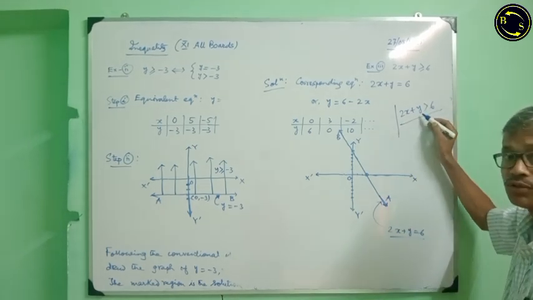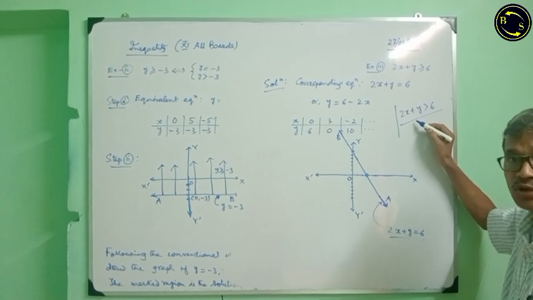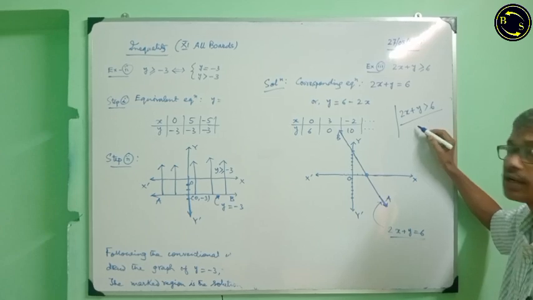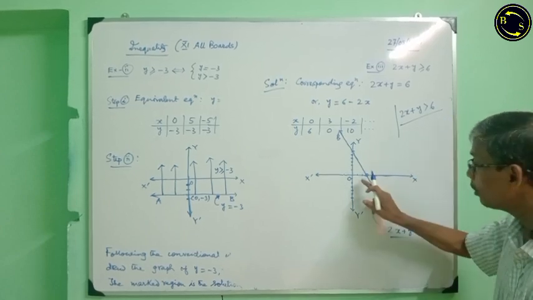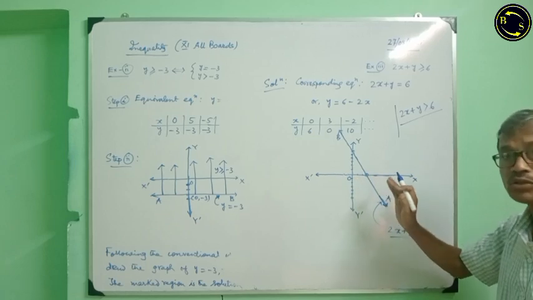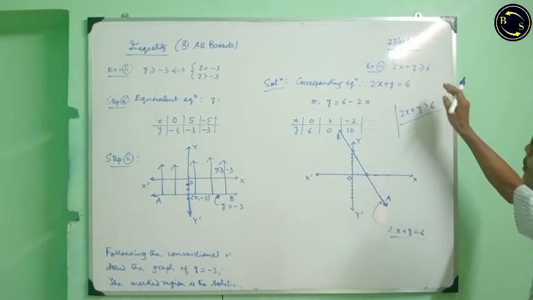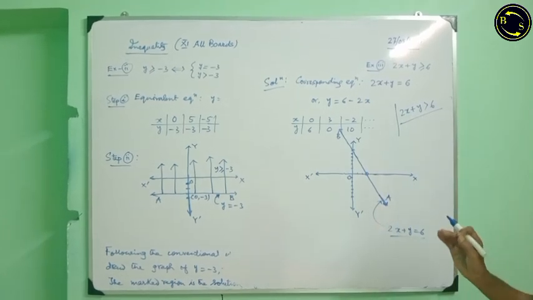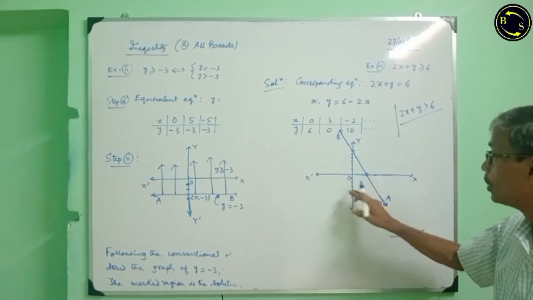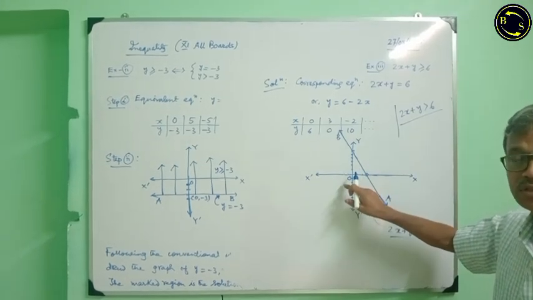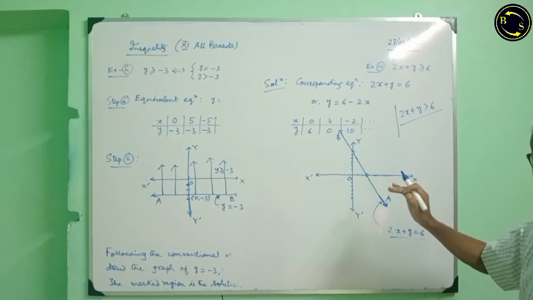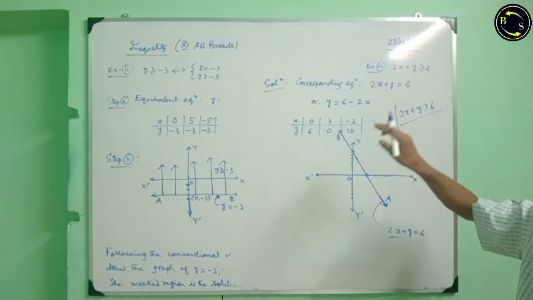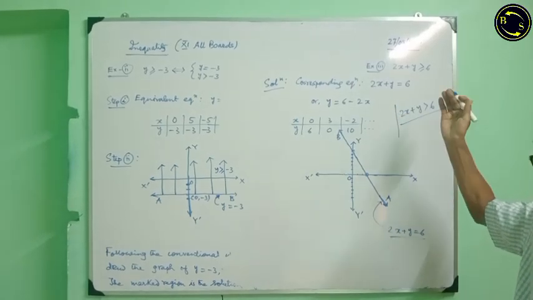x equal to 0, y equal to 0, that means left side is 0, right side is 6, that means it is not satisfying. 0 is never greater than 6, that means the origin is not lying on the solution region represented by this inequation. Therefore, the plane opposite to the origin is the required solution region. Also, all the points lying on the straight line AB will be part of that solution region.